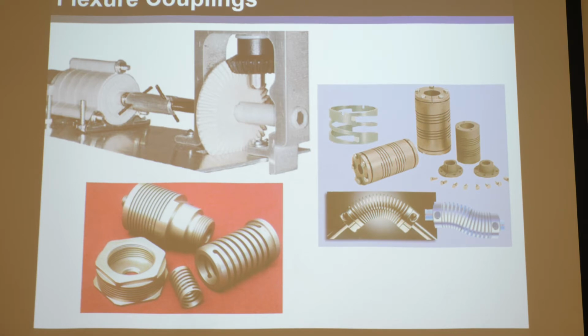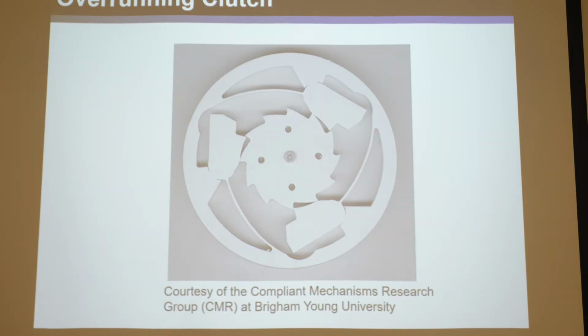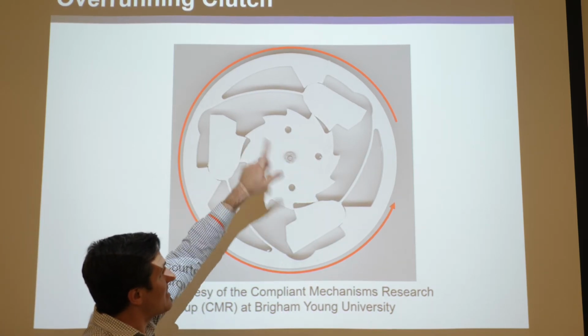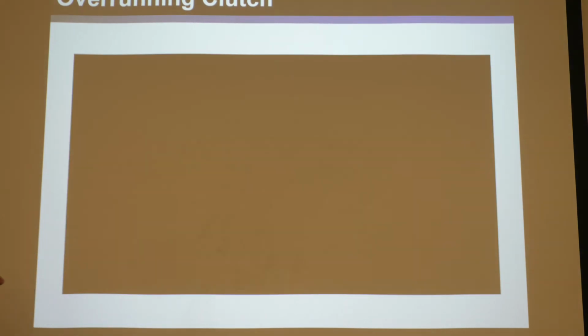Okay, this is another, this is an overrunning clutch, also designed by Larry Howell. And the way this works is, you imagine this is fixed, this kind of ratchet mechanism, and this outside spins. I think I have a video here. Okay.